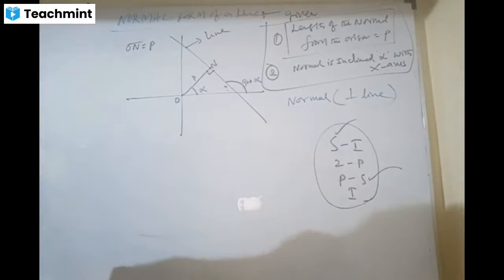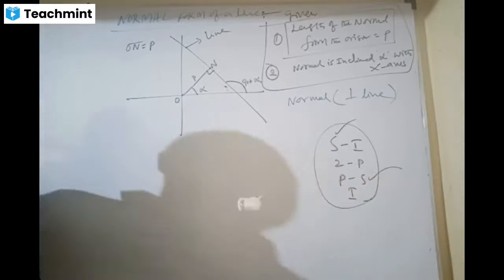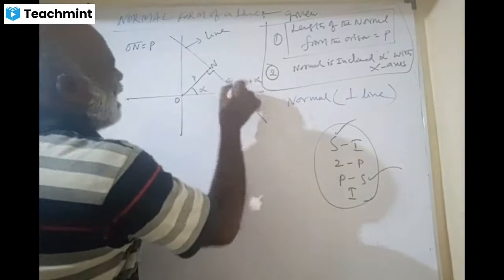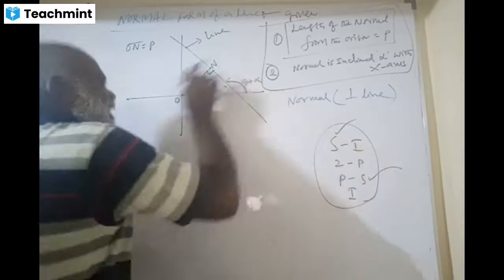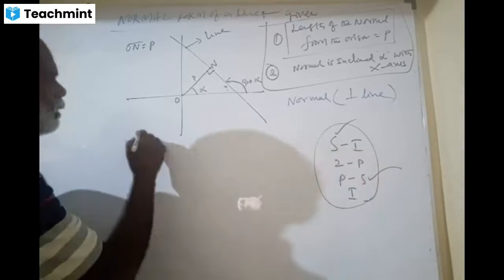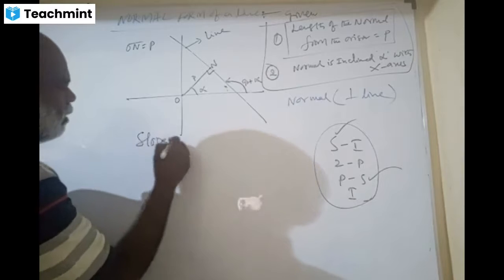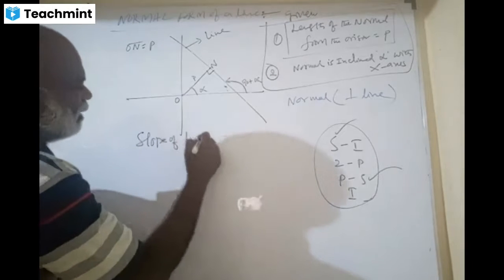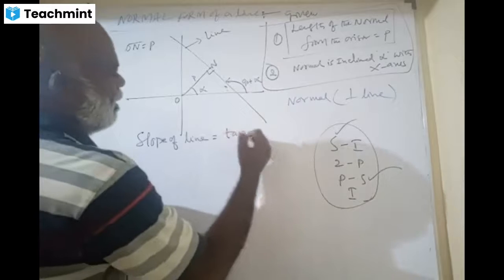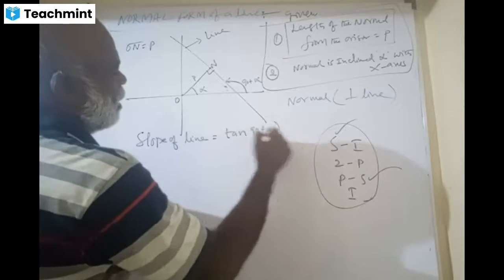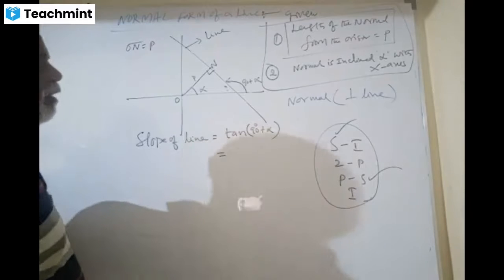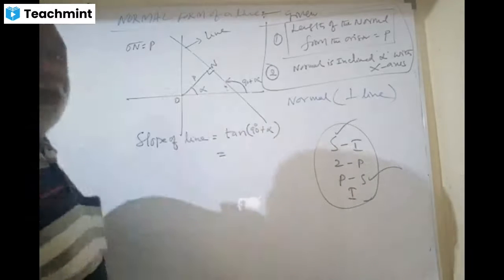Yes, sir. Right. Friends, if I know that this is my line, the line is making an angle from the x-axis anti-clockwise of 90 plus alpha. Now, what is the slope of the line? Tan 90 plus alpha. Do you agree? Yes, sir. What is tan 90 plus alpha?